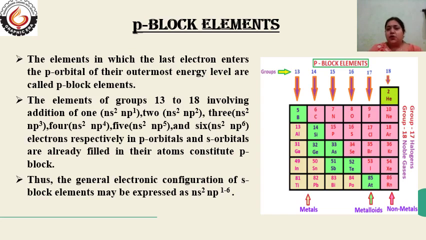That's why the total number of groups in p block is 6: 13, 14, 15, 16, 17 and 18. So the total number of groups is 6. Like here in boron, it is having the last configuration np1, then in case of carbon it is np2, then np3, np4, np5 and np6 respectively. Thus the general electronic configuration we can say is ns2 np1 to 6.